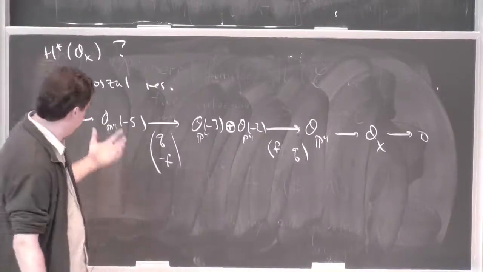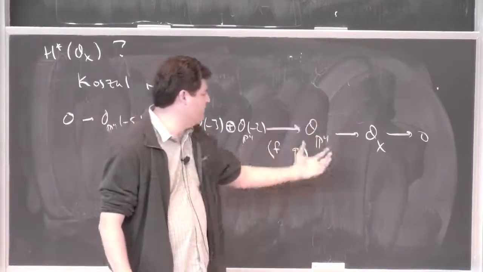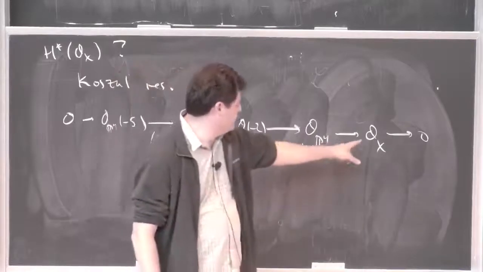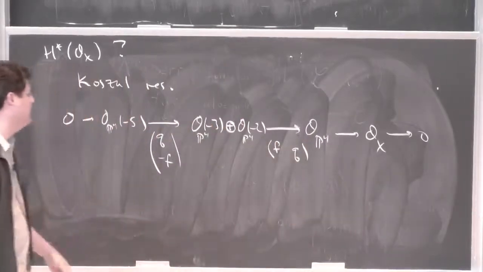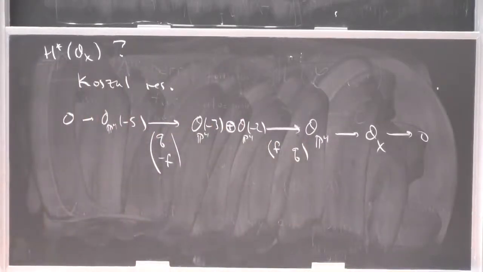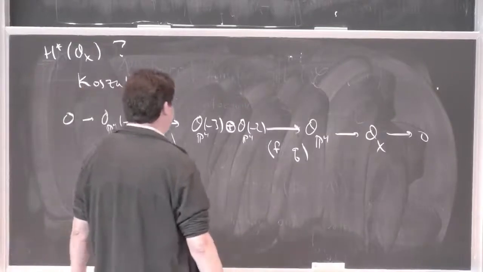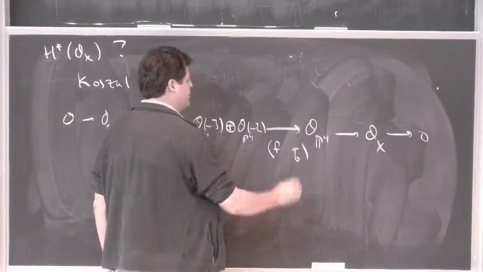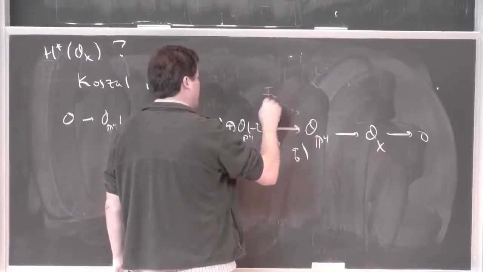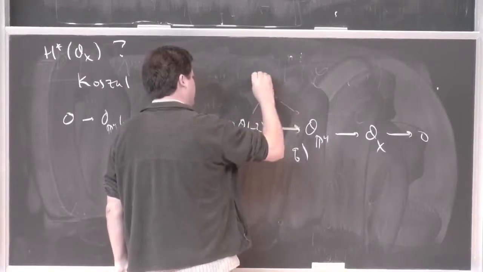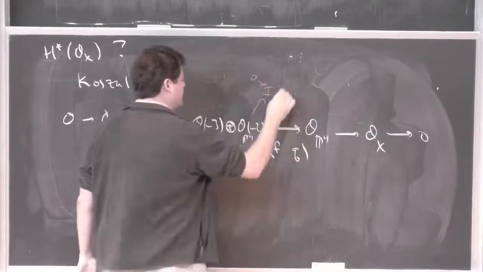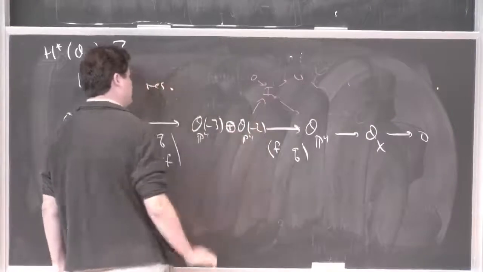Now, I know the cohomology of these line bundles on P4. I want to compute the cohomology of OX. And of course, if you just learned about cohomology, you might say, well, let me split this into two short exact sequences. So here I'll put IX, right? So now this is a short exact sequence, and this is a short exact sequence.